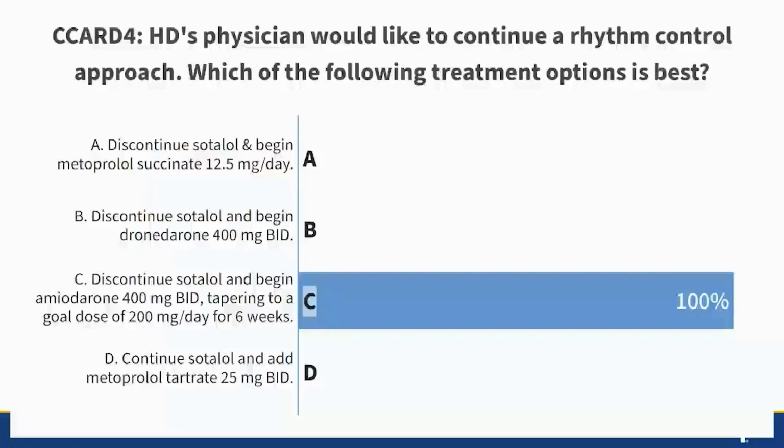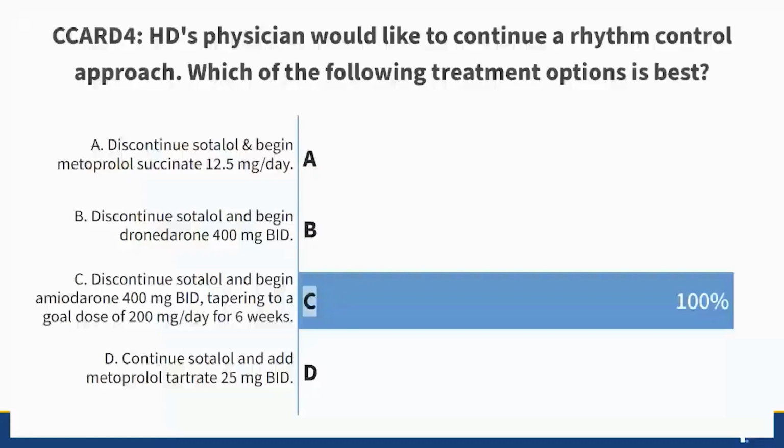All right, so all of you picked C, which is to discontinue sotalol and begin amiodarone. So this patient now has heart failure with reduced ejection fraction. Because of that, we know that sotalol is no longer an option in this patient. We have to discontinue it, which makes D incorrect.